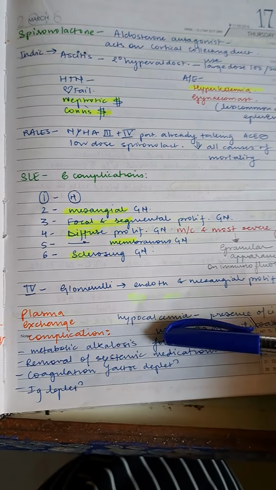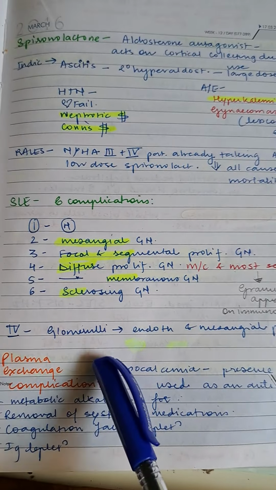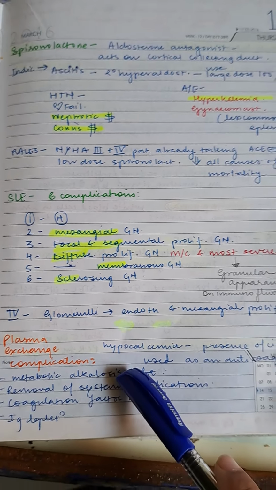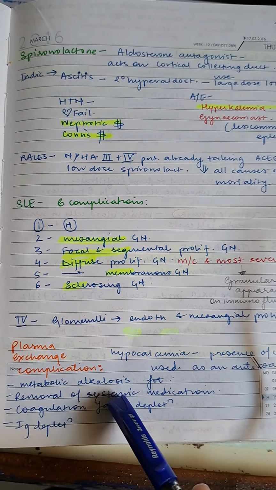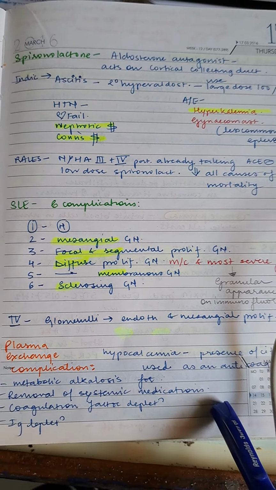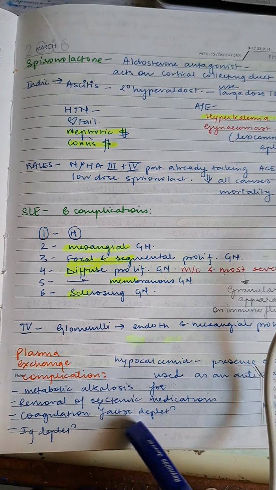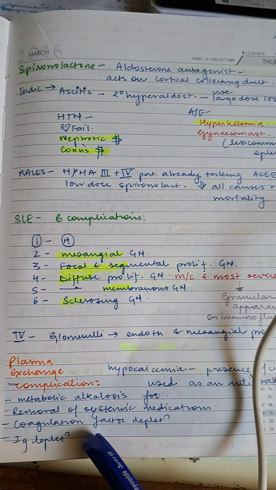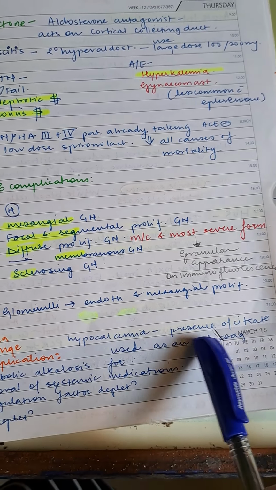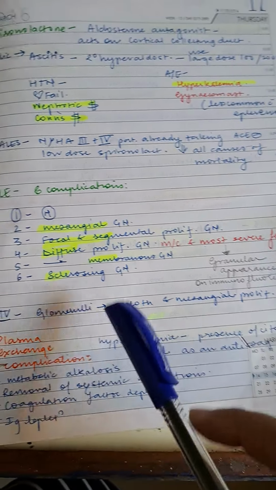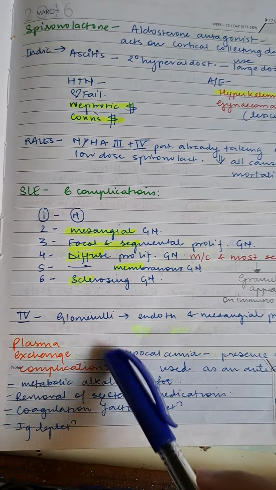Plasma exchange complications: metabolic alkalosis, removal of systemic medications, coagulation factor depletion and immunoglobulin depletion. Hypocalcemia: the presence of citrate used as an anticoagulant will cause hypocalcemia in plasma exchange.